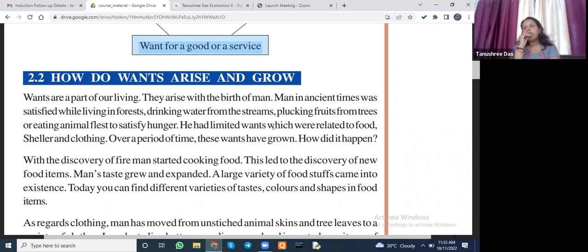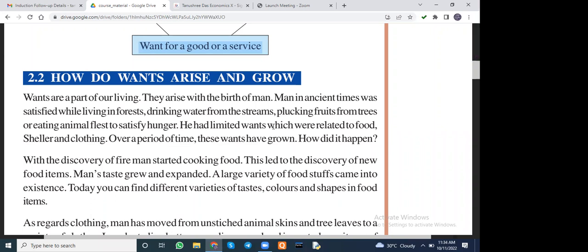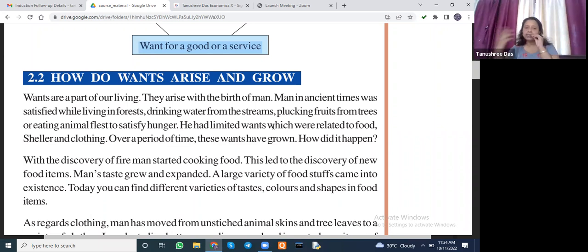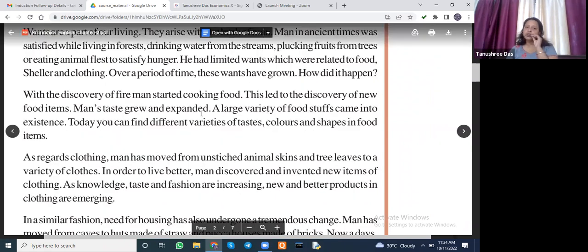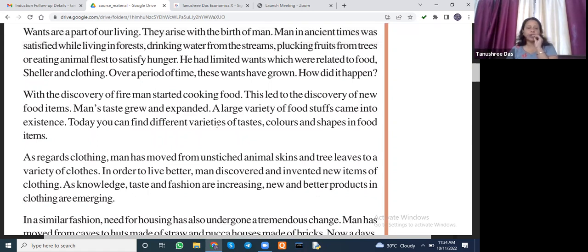And later on, after the development of the civilization, the development of people's desire, the thing has grown into another format. So now we can see man's taste: due to the discovery of fire, new food items came into existence. The taste has grown and expanded. A large variety of foodstuffs came into existence.